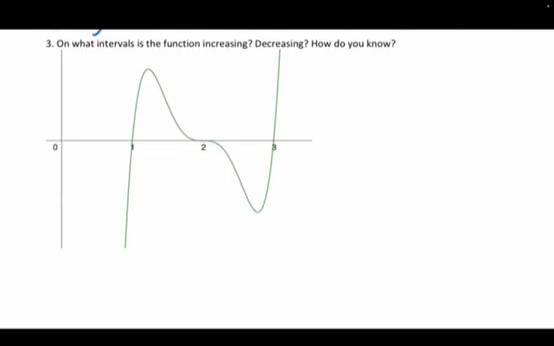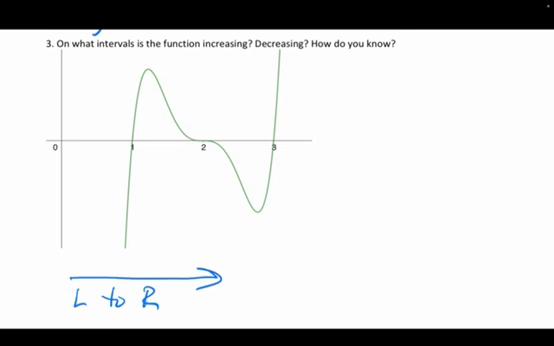Another thing we have to know for this section, they talk about increasing and decreasing functions. On what intervals would this function be increasing and what intervals would it be decreasing? Well, the first thing we have to realize is we always evaluate functions increasing and decreasing by traveling left to right. And that's kind of the common thing, I guess, in America. When we read a graph or we read what's happening over time, we usually read left to right.